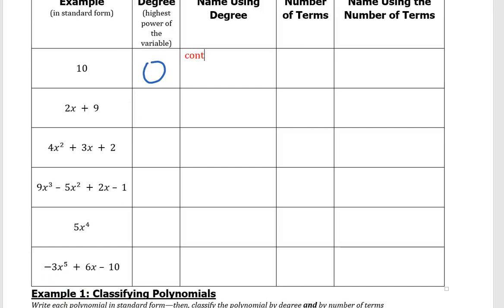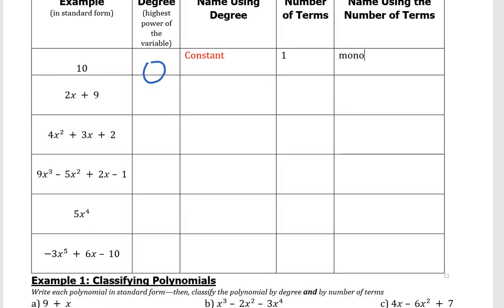Okay, guys, I'm going to type this because my handwriting was looking bad with that. So this is called a constant. The number of terms, there's one term here, and using the number of terms, since I only have one term, this is what we call a monomial. Okay, let me go into the second column here.